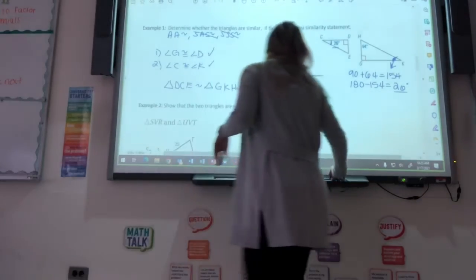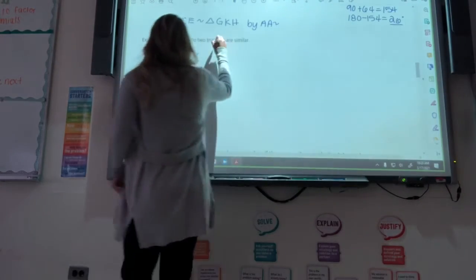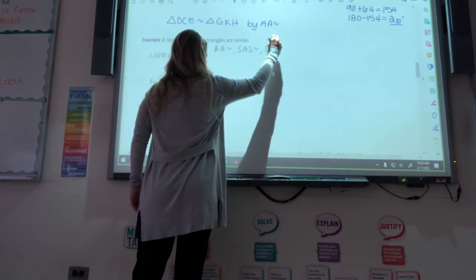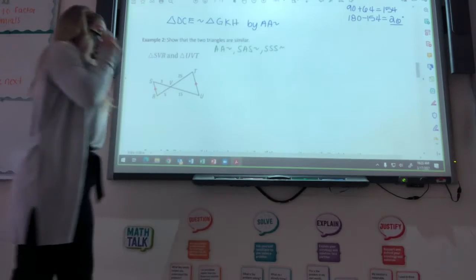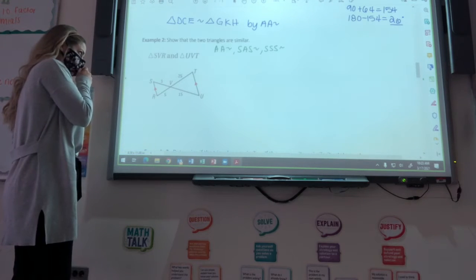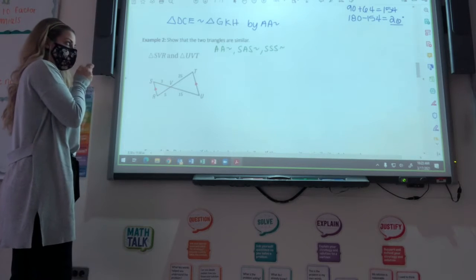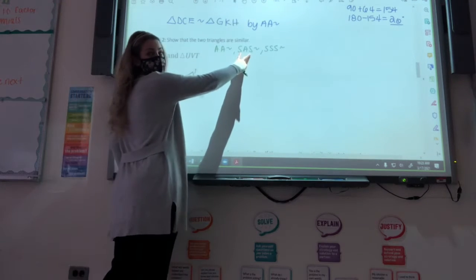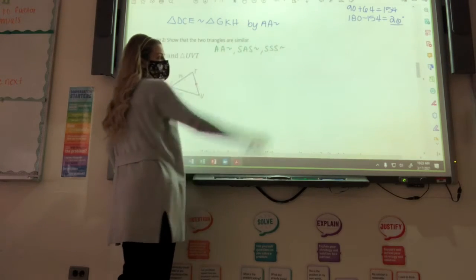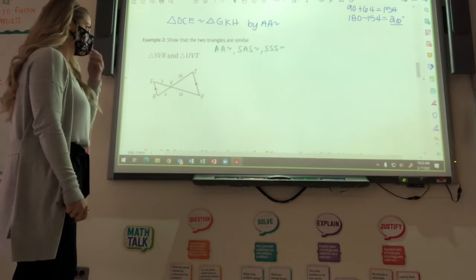All right, example 2. So we have AA, SAS, or SSS. Okay, if we wanted to use SSS, are they giving us all three side lengths? No. How many side lengths are they giving us per triangle? 2. This one has 2, so I'm going to try to prove this one. I can't use this one because I don't have 3 side lengths to show that the ratios are the same, and I don't have 2 angles.